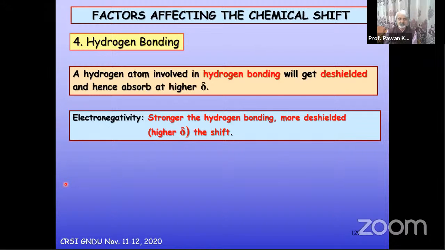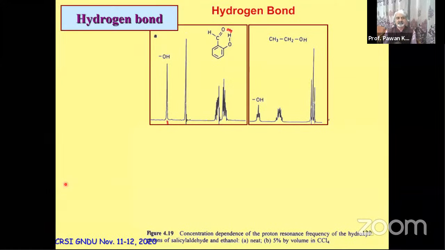So the stronger the hydrogen bonding, the more de-shielded. That means the higher the chemical shift. We can take a very beautiful example. Here, if you see, I have two NMRs. One is that of salicylaldehyde and the other is that of ethanol. Now you see, in case of salicylaldehyde, the OH and carbonyl are predisposed in such a way to have a very strong hydrogen bonding. And this is intramolecular hydrogen bonding. Whereas in case of ethanol, there would be intermolecular hydrogen bonding.